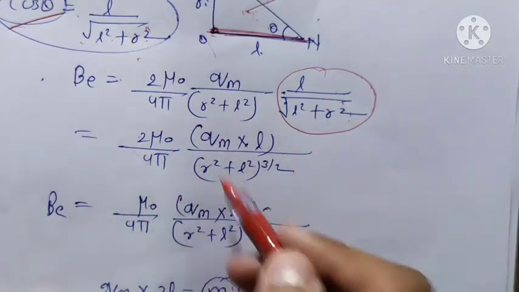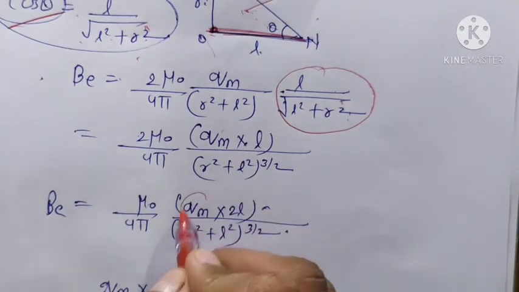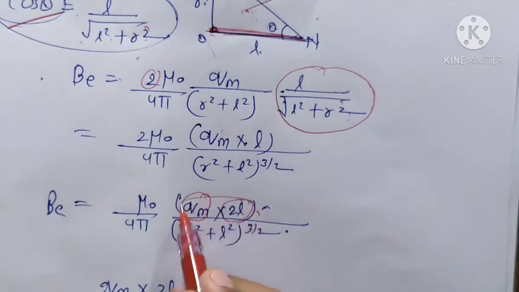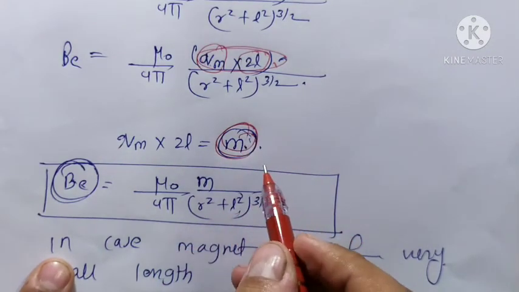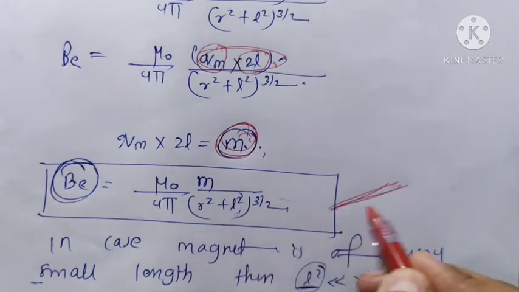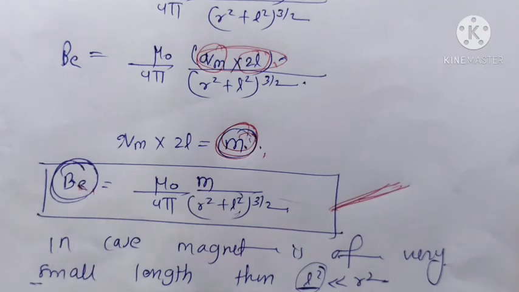After solving it, here we take q_m and 2l together, so q_m times 2l is the magnetic moment, M. We take only the magnitude value here, so we put this value here. And this is the final value of the resultant magnetic field intensity at point P.